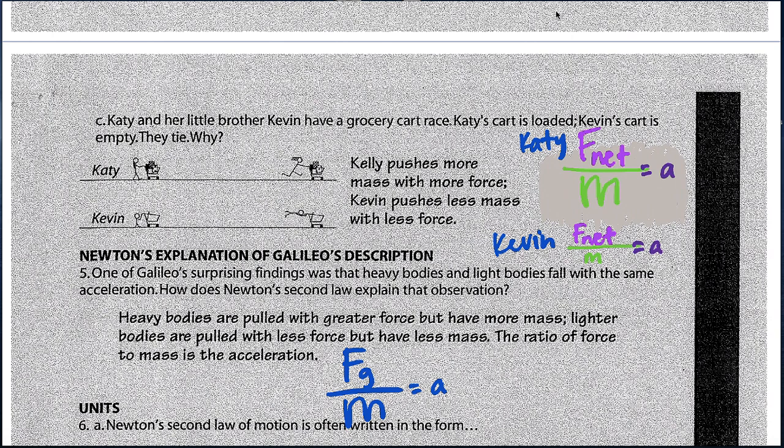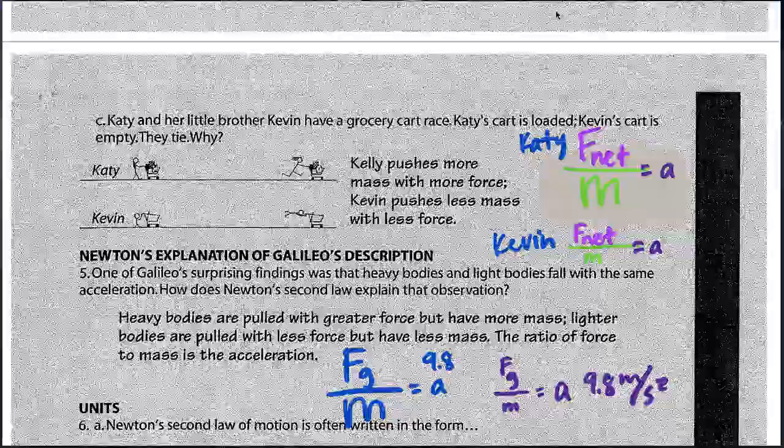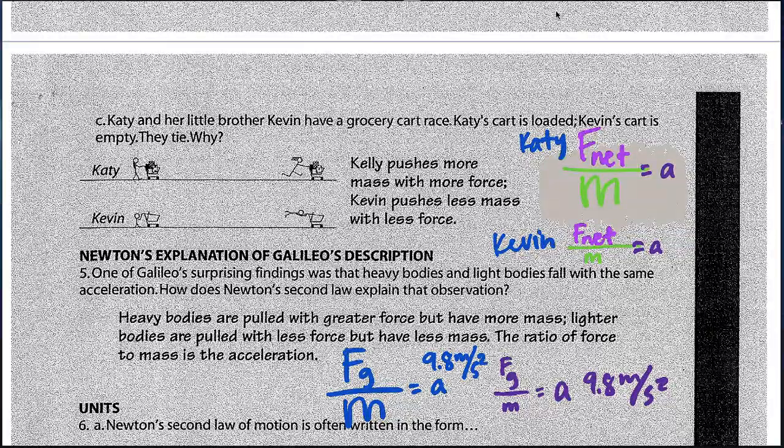And then a small mass will result in a small weight. But just like Katie and Kevin, the ratios are the same, and so they both have an a of 9.8 meters per second squared because of that equal ratio. Okay, so that's how we can explain that.